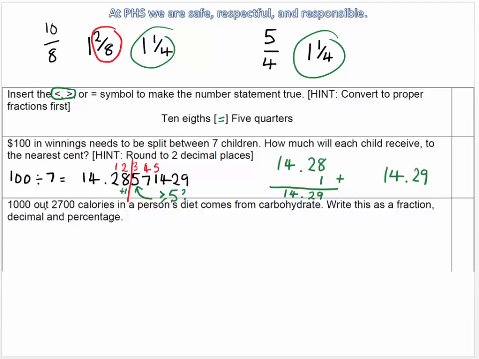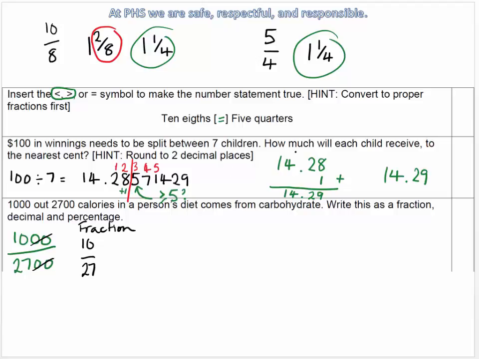Okay, so next question. 1,000 out of 2,700 calories in a person's diet come from carbohydrate. Write this as a fraction, decimal, and percentage. So let's do our fraction. We've got 1,000, so that's the part out of the whole, and the whole is 2,700. Now we can cancel these zeros off. Right, so that gets us 10 out of 27. Can we simplify that any further? I don't think we can. So that's our fraction answer.